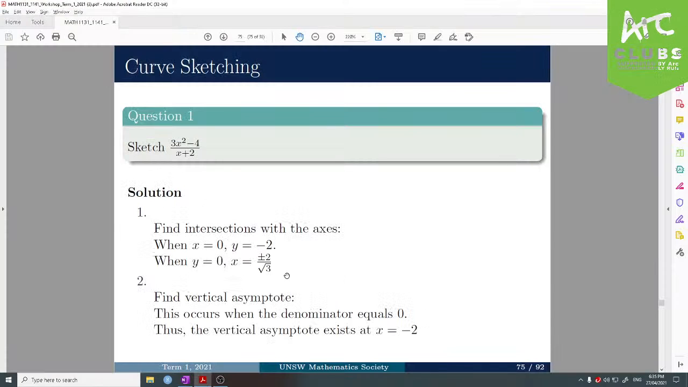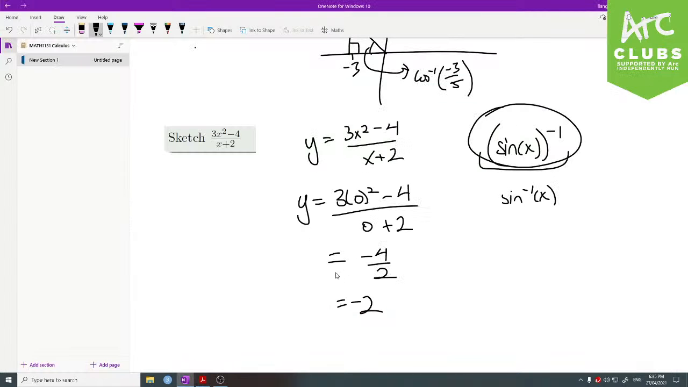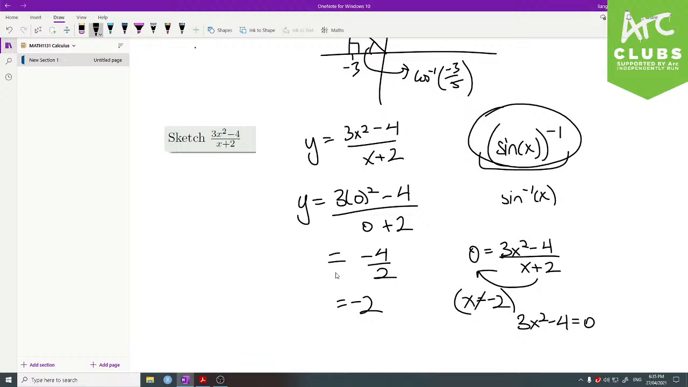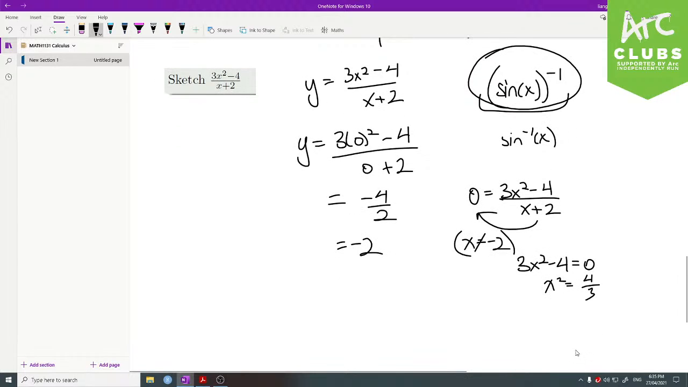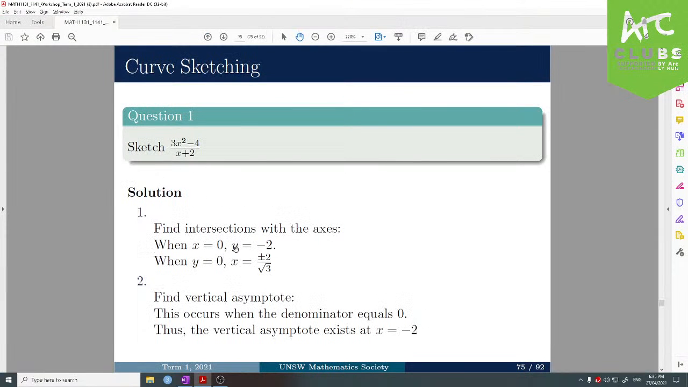To find the x-intercepts, we plug in y equals 0 and then solve for x. So when y equals 0, we have 0 equals 3x squared minus 4 over x plus 2. If we assume that x is not going to be -2, which is why we have an asymptote later, then we have 3x squared minus 4 equals 0. And so x squared equals 4 over 3, and so x equals plus or minus 2 over root 3. And that's how we obtained our y and x intercepts.